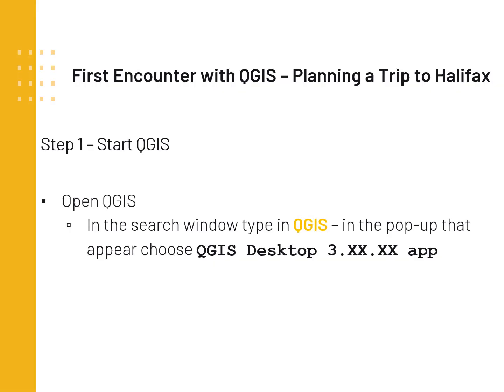We're going to dive right into QGIS by using an example. In this example, we're going to be planning a trip to Halifax. Specifically, we're going to look at finding a hotel, ideally a Delta hotel that's close to the water, as I've never been to the East Coast. I figured that'd be great to be close to the water.